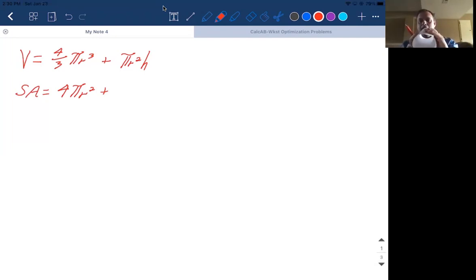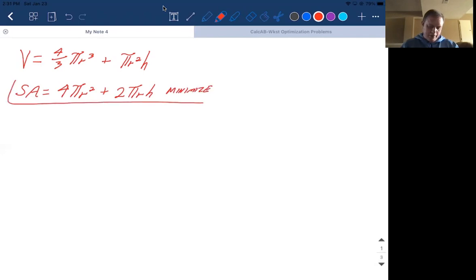So really what we need is to unroll the cylinder, and we end up with a rectangle. So that rectangle has a length and a width equal to the height and the circumference of the cylinder. So that's going to make it plus 2 pi rh. And what we're trying to do is minimize this equation right here. And so this is our primary equation. Okay, we want to make that as small as possible.